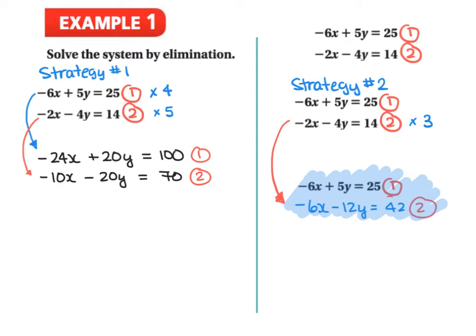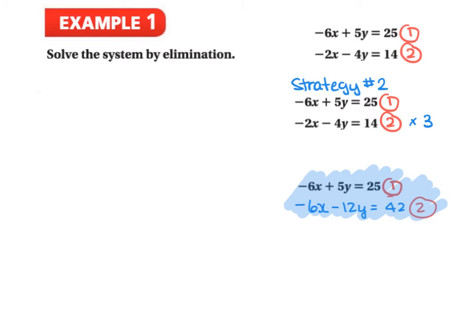Now that we've decided the right strategy to use, the one that's more efficient, let's go ahead and look at using strategy number 2 to solve this problem. Since we have negative 6x and negative 6x, we're going to decide whether to add or subtract our two equations. They both have the same sign, so we subtract. Negative 6x take away negative 6x is the same thing as negative 6 plus 6, which gives us 0.